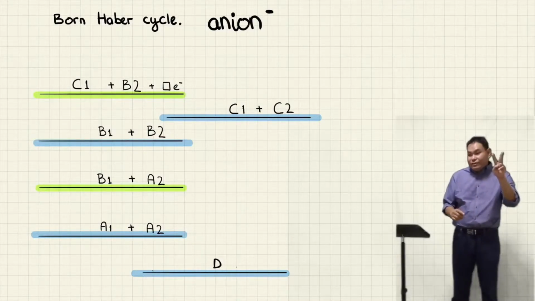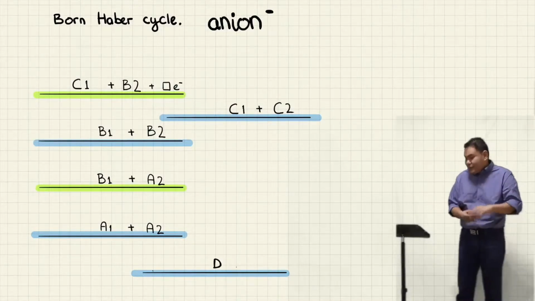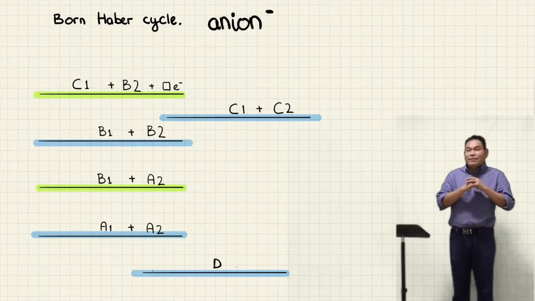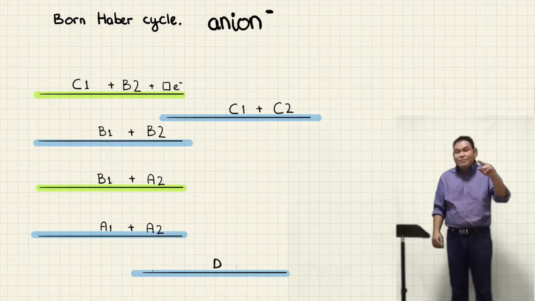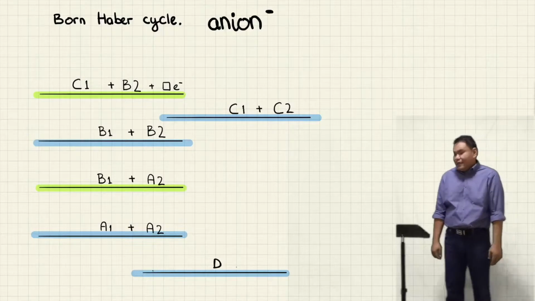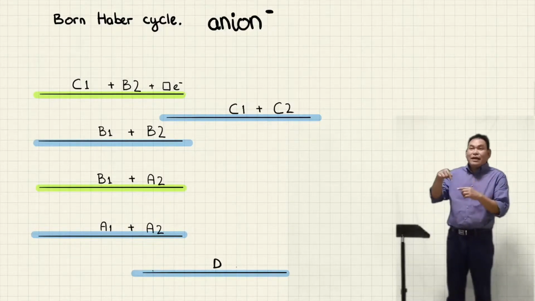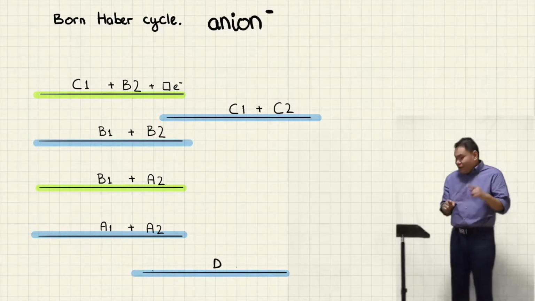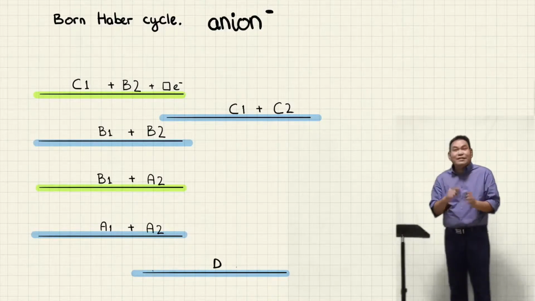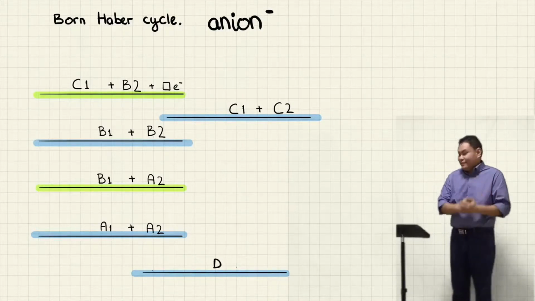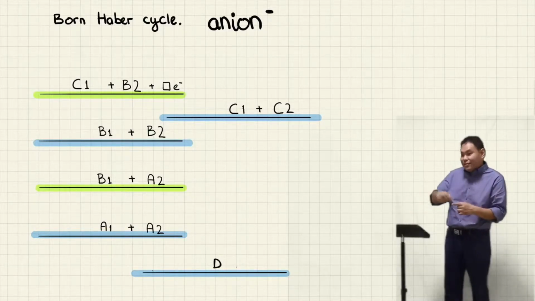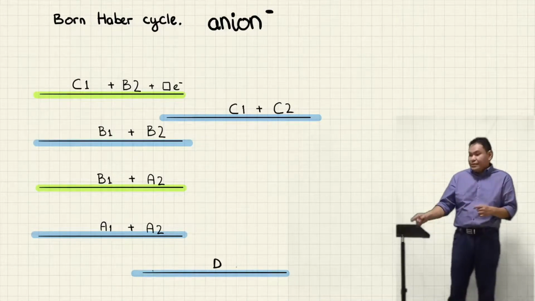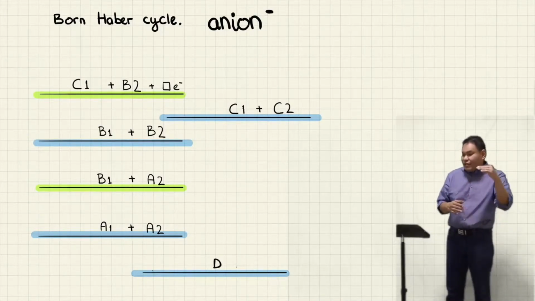We must add two more horizontal lines, so the total will be 6. Two more: B1 plus A2 between A1 plus A2 and B1 plus B2, and C1 plus B2, the highest. The reason for that is because we are going to draw a downward vertical line from C1 plus B2 to C1 plus C2, which is the first EA. The first EA we draw downwards. If the anion is -1, we put it like this. The highest will be C1 plus B2.